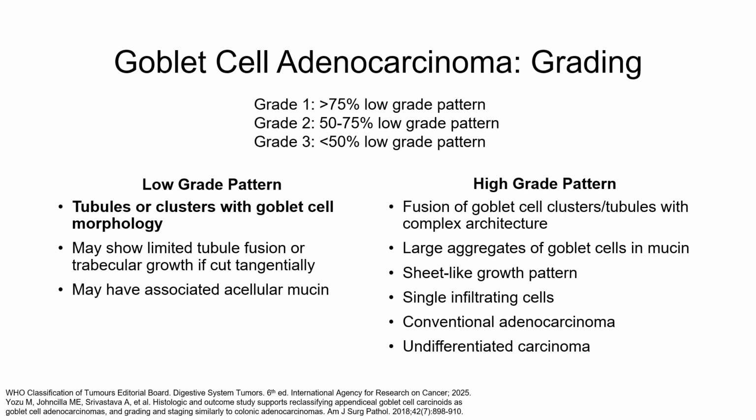Goblet cell adenocarcinoma has unique criteria for grading, which depends upon the percentage of low versus high-grade histologic patterns. The low-grade pattern consists of tubules or clusters with goblet cell morphology. There may be a limited amount of tubule fusion or trabecular growth if these are cut tangentially, and there may be associated acellular mucin. In contrast, the high-grade pattern can take several different forms. There can be fusion of goblet cell clusters and tubules with complex architecture, large aggregates of goblet cells floating in mucin, a sheet-like growth pattern, single infiltrating cells which may have a signet ring cell-like morphology, and conventional adenocarcinoma. There can also be an undifferentiated appearance.